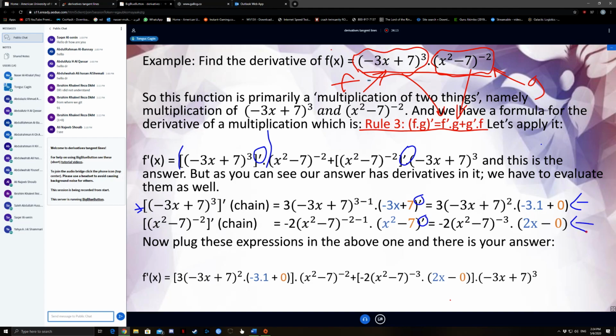So I also found this expression. Now please write this instead of this, and please write this instead of this by copy paste, and that is your final answer. Now those are all 5 rules that we need in the derivatives.